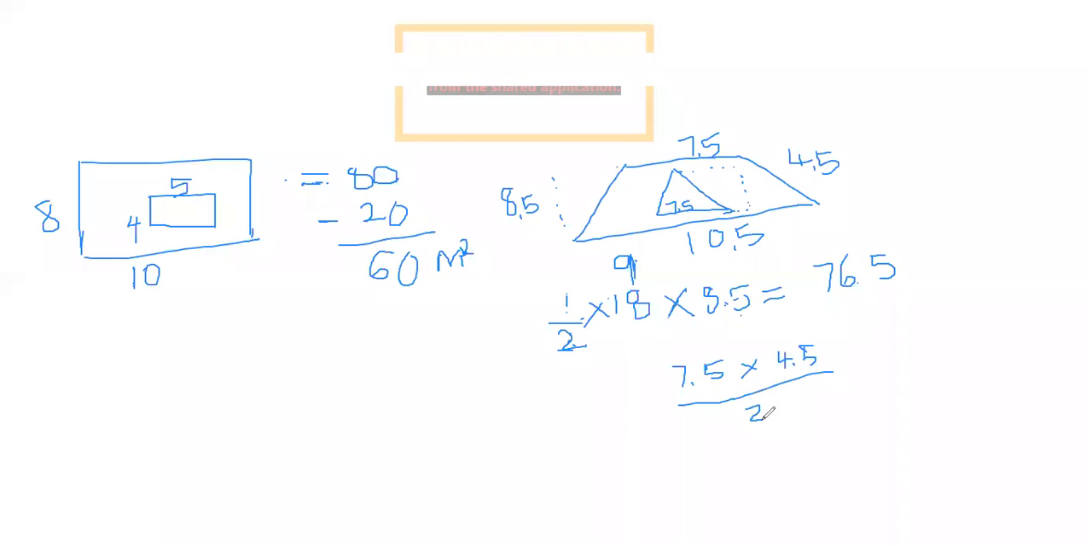Right, I'm going to say 7.5 multiplied by 4.5. My answer is 33.75. Then I divide by 2. I'm going to get 16.875, isn't it? This one is 16.875. Let me verify this problem to see whether it's correct or not.